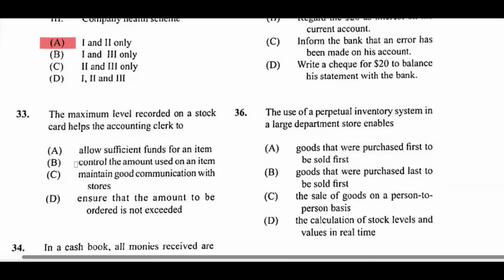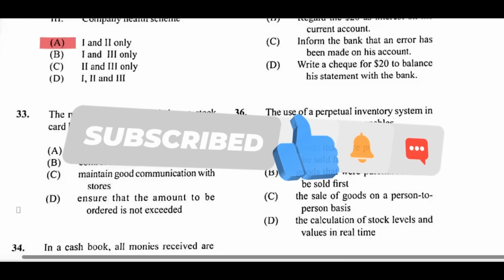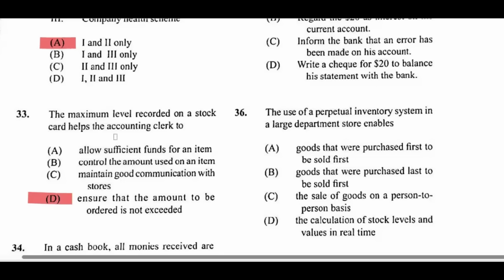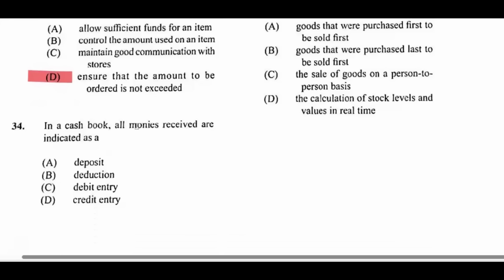33. The maximum level recorded on a stock card helps the accounting clerk to... This is a stock card. Allow sufficient funds for an item, no. Control the amounts used on an item. Maintain good communication with stores. So it's between B and D. Ensure that the amount to be ordered is not exceeded. So the answer is D. That's why we have the maximum level, to avoid overstocking. 34. In a cash book, all monies received are indicated as a debit entry.